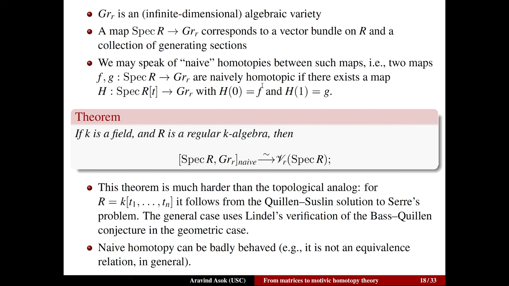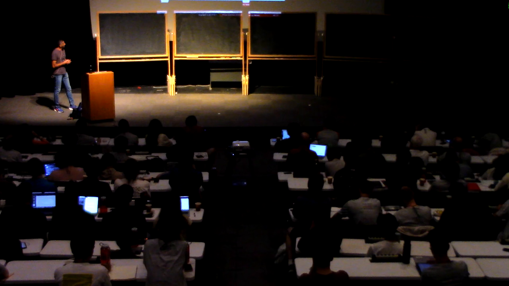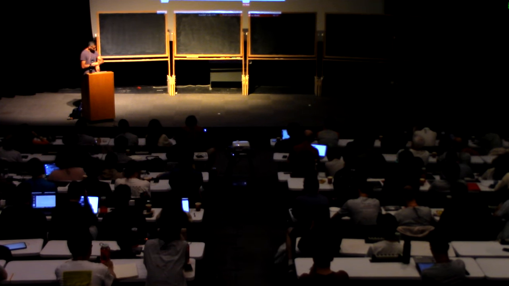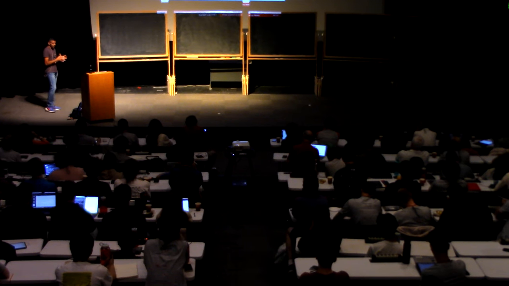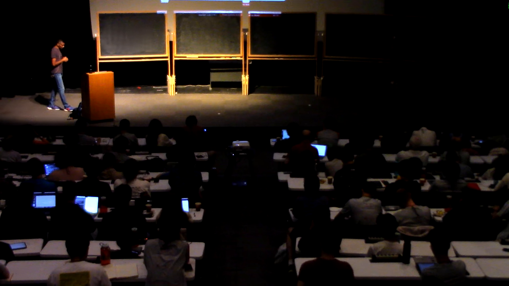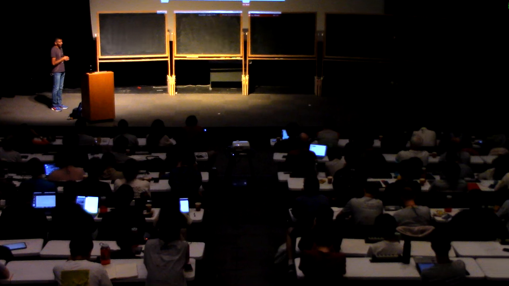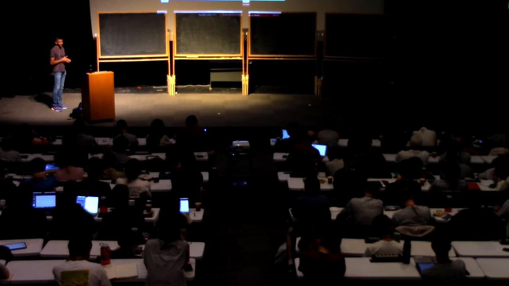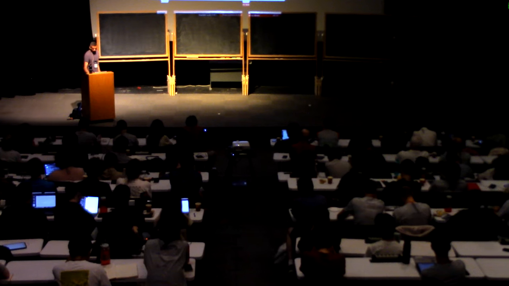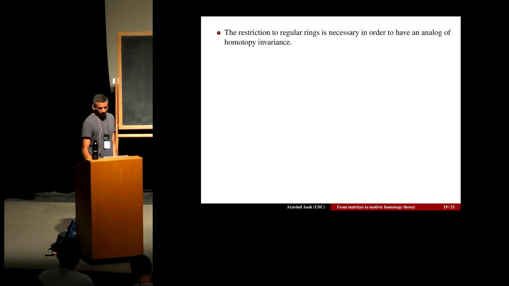All right, so this would be great, except I unfortunately misspoke and said something about naive homotopy equivalence, but the basic problem is that naive homotopy is badly behaved. It's not an equivalence relation in general. It turns out in this special case, it ends up being an equivalence relation, but that's something specific to the case of the Grassmannian. All right, so I also had to impose some condition, namely I assumed some sort of smoothness, or in this case I said regular, and without that kind of hypothesis, there just isn't any notion of homotopy invariance for vector bundles.